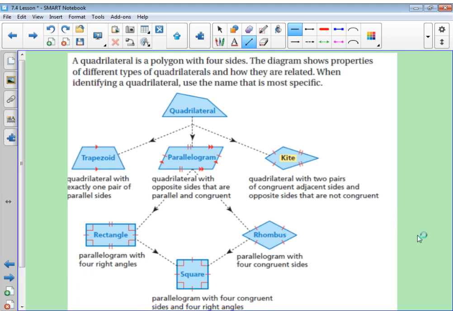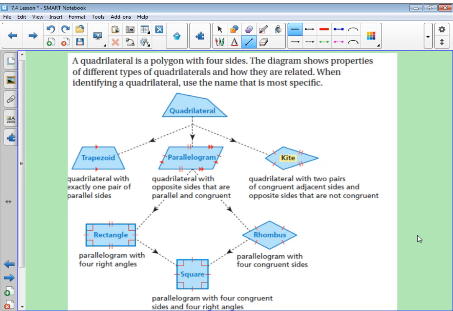Okay, in this part of the video, we're working with identifying types of quadrilaterals. So a quadrilateral is a polygon that has four sides. This diagram is showing us the properties of the different types of quadrilaterals, and also how they're related to one another. When you identify a quadrilateral, you're going to use the name that is most specific to it, okay?